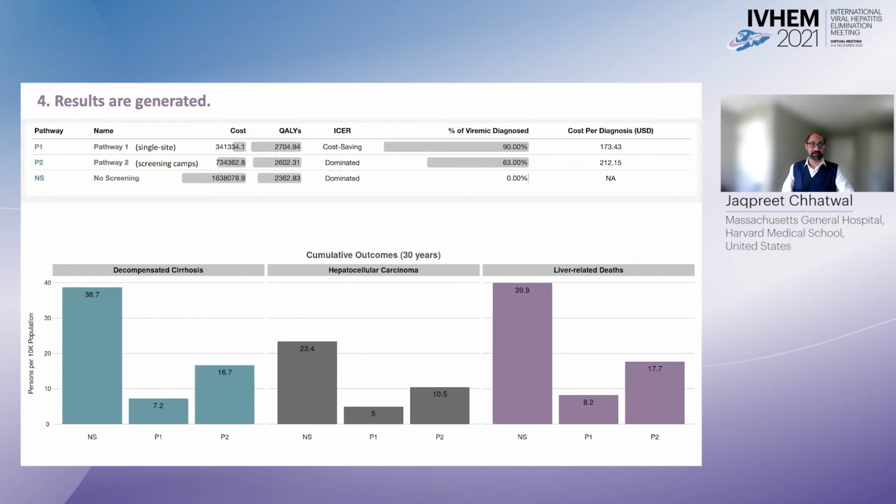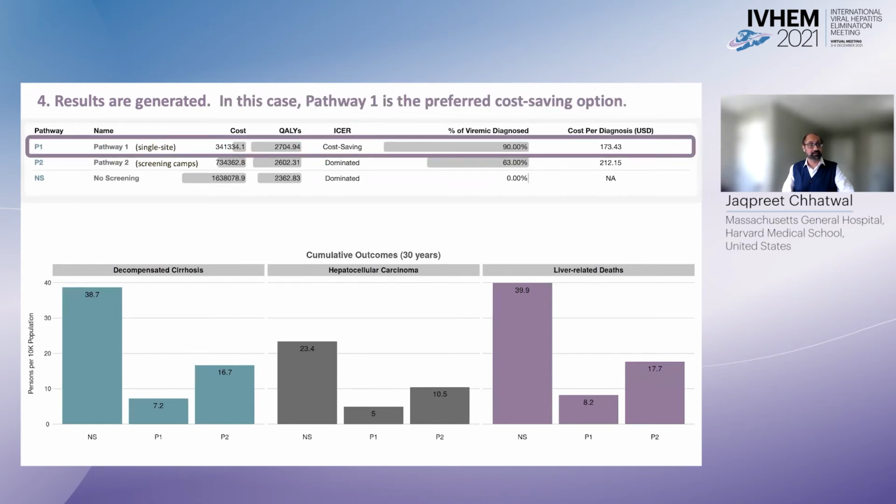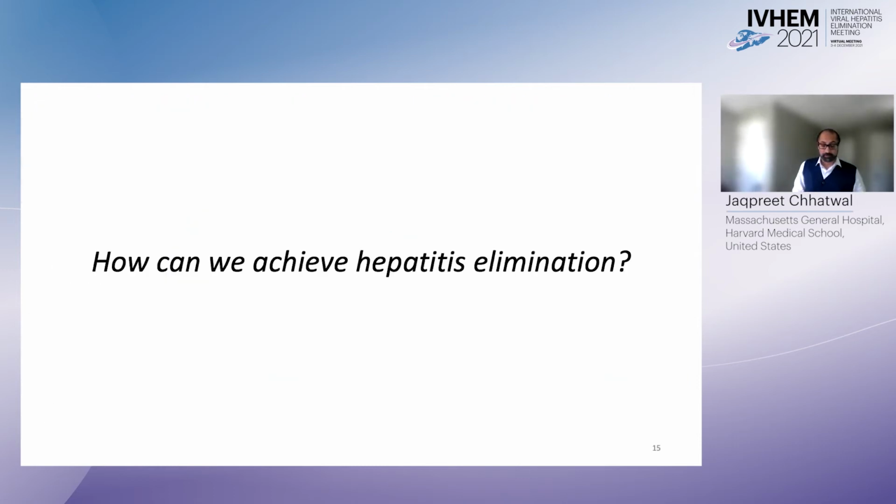And in this case, we find that for this country a single site strategy would be the most effective and cost saving. It not only reduces the disease burden, but is actually cost saving. A large body of work using mathematical models has informed how we can achieve hepatitis elimination.